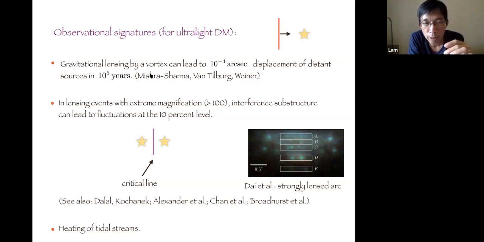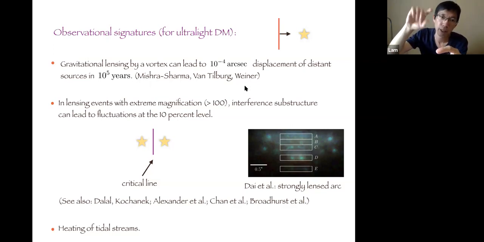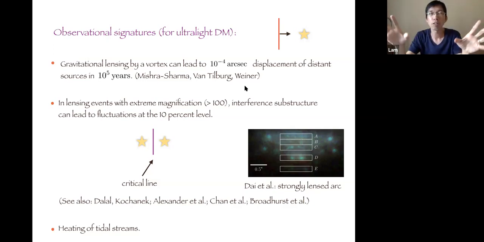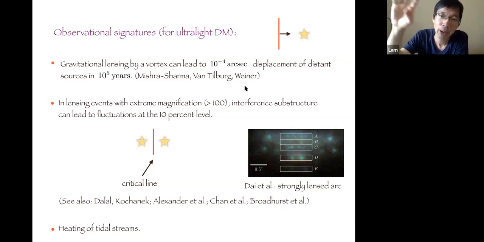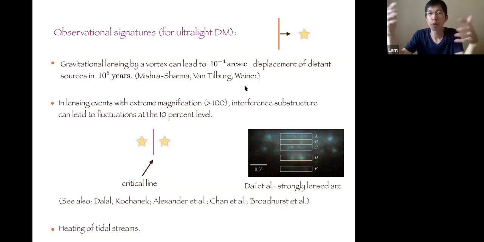I think what this set of authors have in mind is something like this. They say, if I have some substructure, I think what they have in mind is a CDM subhalo, and it lends a collection of stars. It will cause the stars to move with a very particular pattern in some correlated way. And maybe that way you can tell them apart from some just random peculiar motion. That's what they propose.